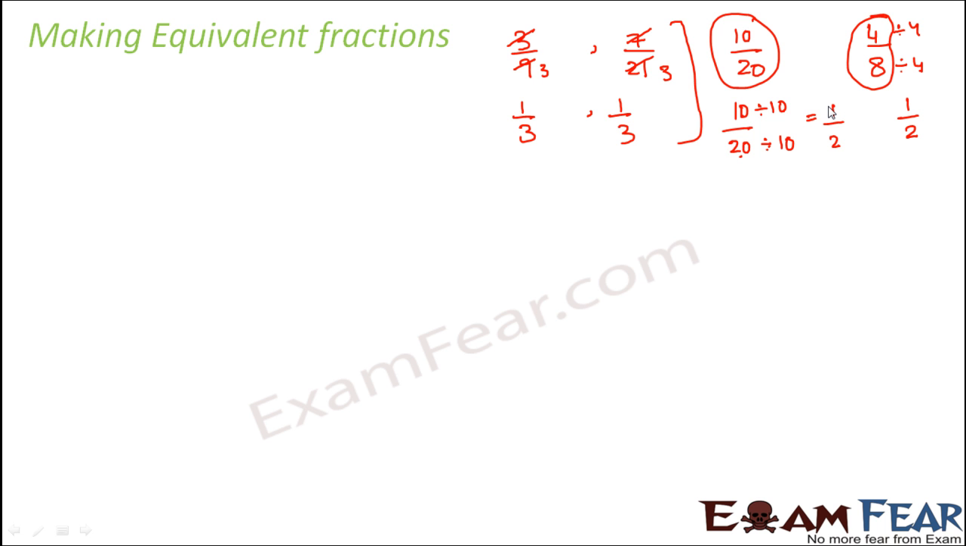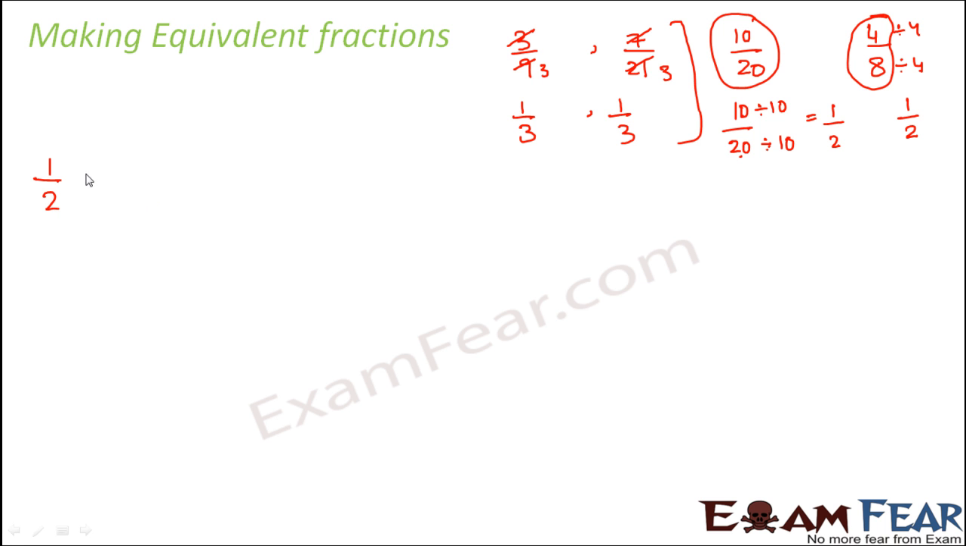Now the question is, how do we make equivalent fractions? Let's say that you have been given a fraction 1 by 2 and you have to make equivalent fractions of 1 by 2. Now can you tell me how many equivalent fractions exist for 1 by 2? Actually there are many. There are infinite equivalent fractions existing for 1 by 2. So let us see how we make equivalent fractions.